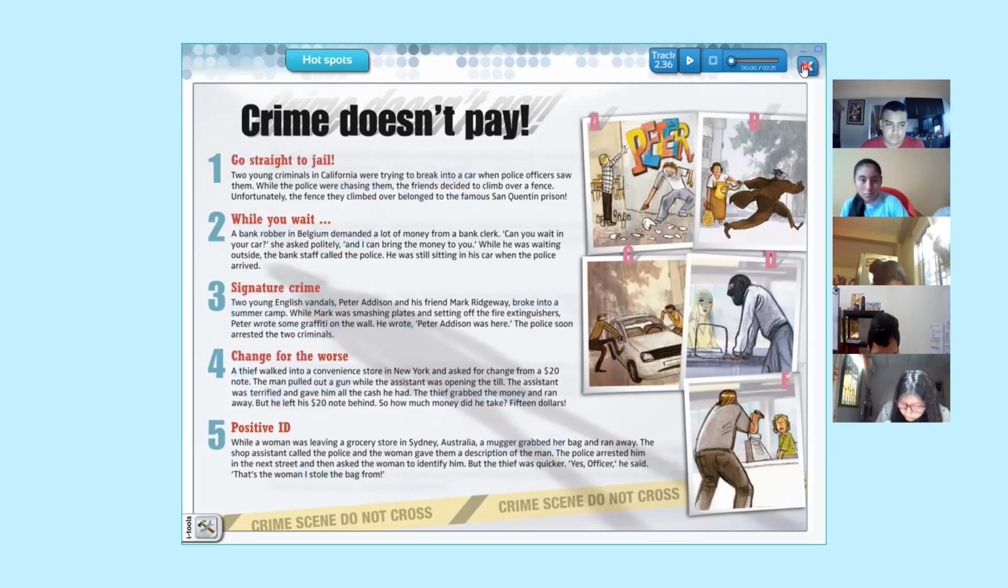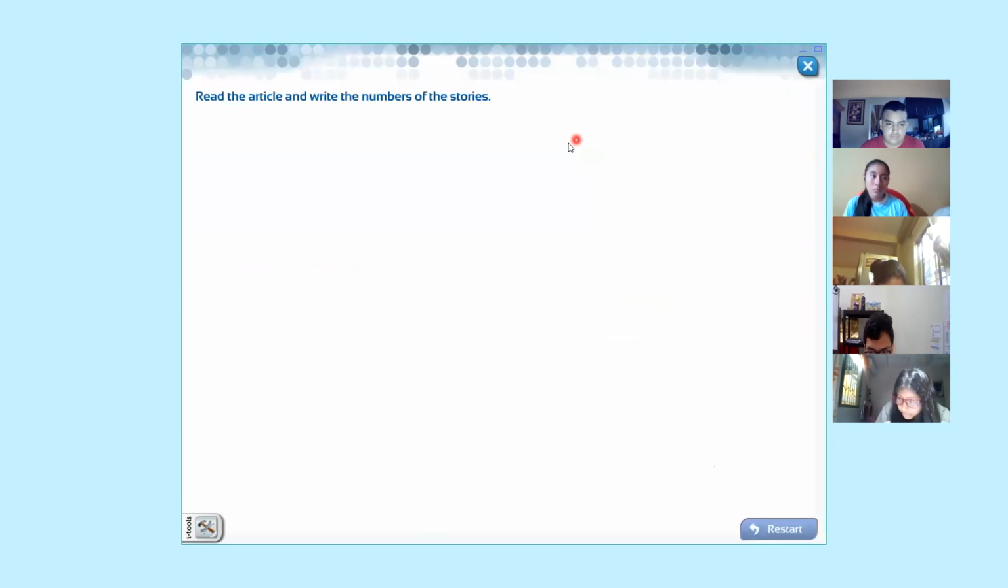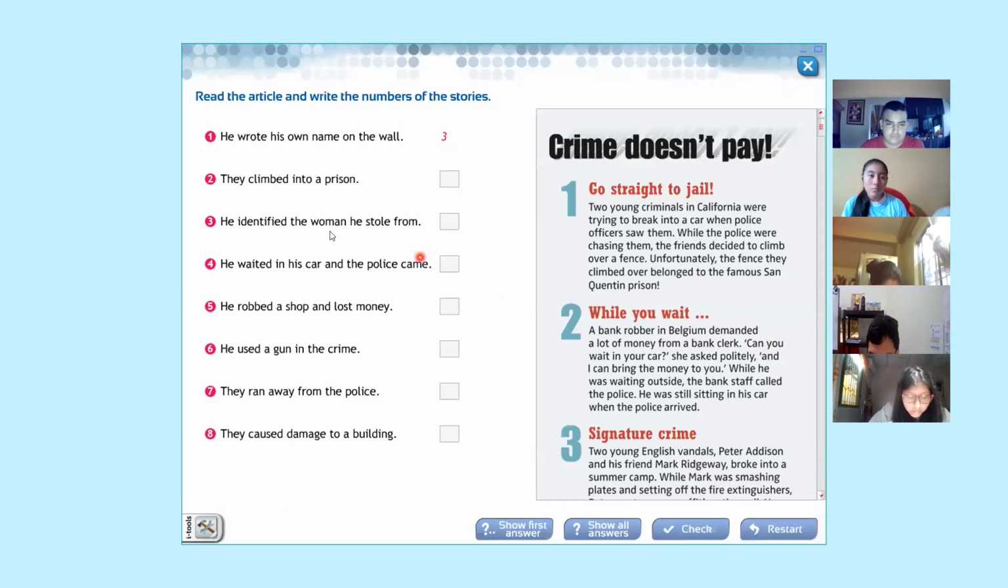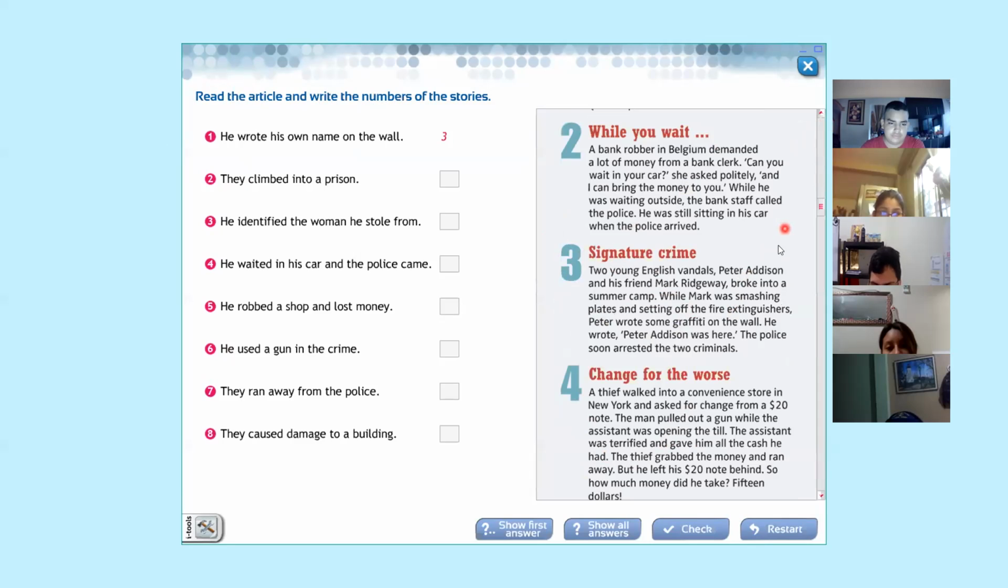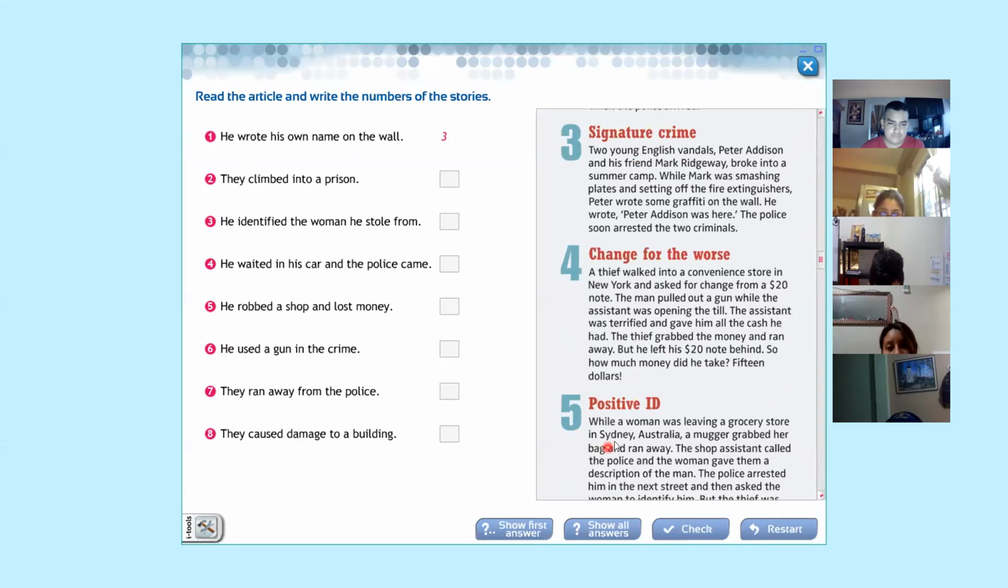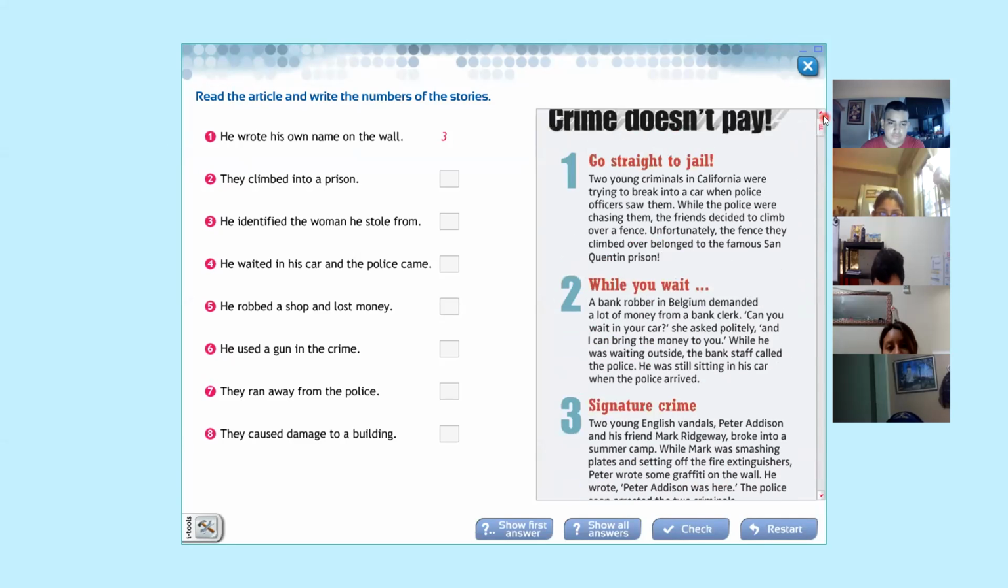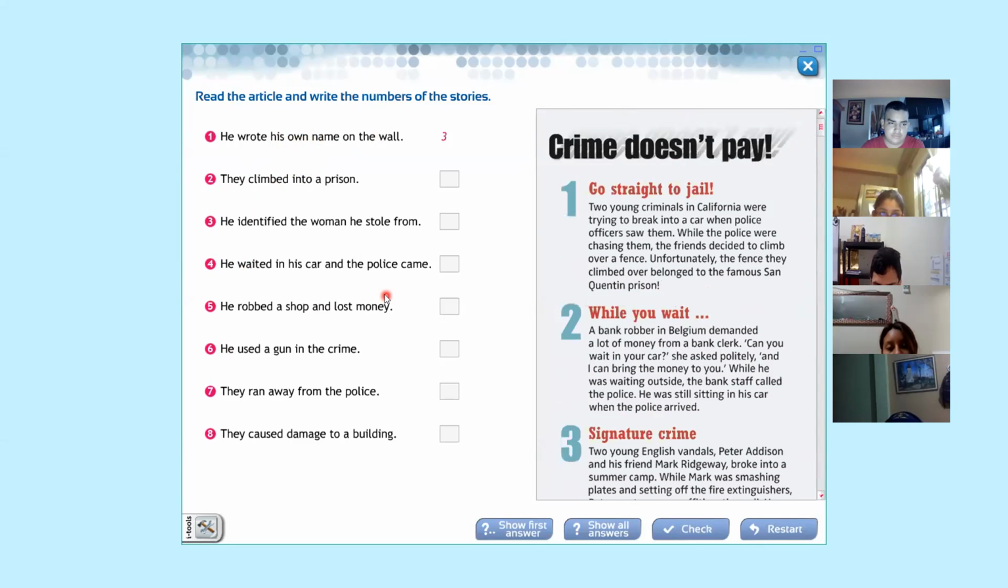With this information that we are going to work, now we are going to have activity number 3. Bianca Ortega, okay, start reading. Read the article and write the numbers of the stories. Okay, here in the story Crime Doesn't Pay, you have story number 1, story number 2, story number 3, story number 4, and story number 5, right? So Bianca is going to read the sentences. Bianca, you are going to read the sentence and identify which story relates to number 1, 2, 3, 4, or 5. Okay, Bianca, start reading number 1.